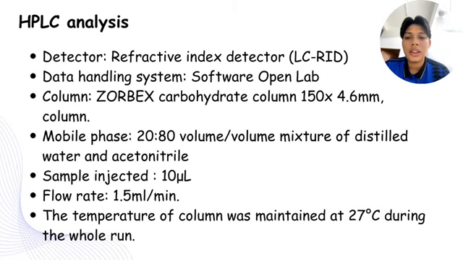HPLC analysis. Detector is refractive index detector, LC RID. Data handling system is OpenLab software. Column is Sorbax carbohydrate column, 115 times 4.6 mm. Mobile phase is 20:80 volume over volume mixture of distilled water and acetonitrile. Sample injection is 10 microliter. Flow rate is 1.5 ml per minute. Temperature of column was maintained at 7 degrees Celsius during the whole run.